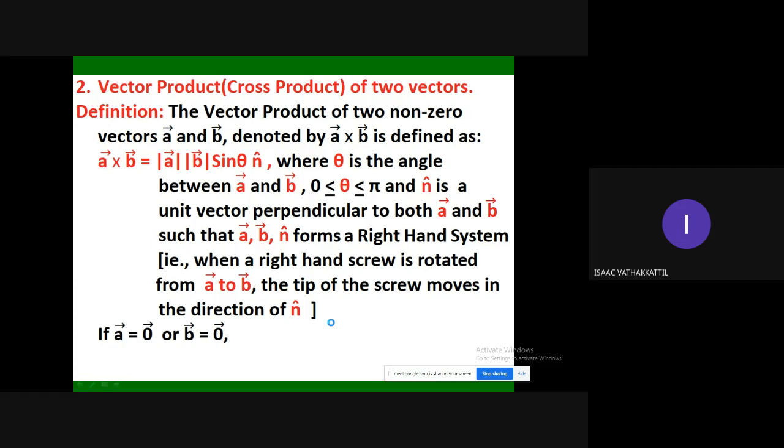Now, if A or B, one of them is 0 or both are 0, then we simply define A cross B as a 0 vector.